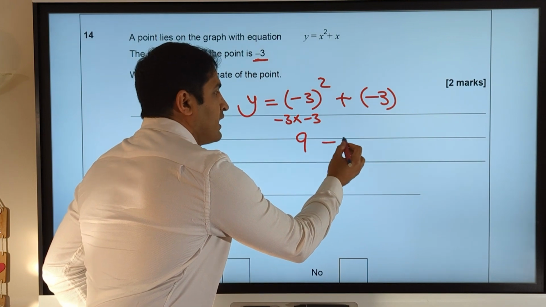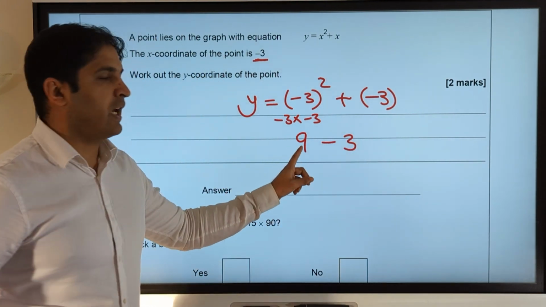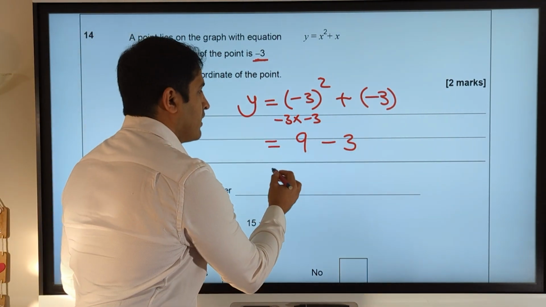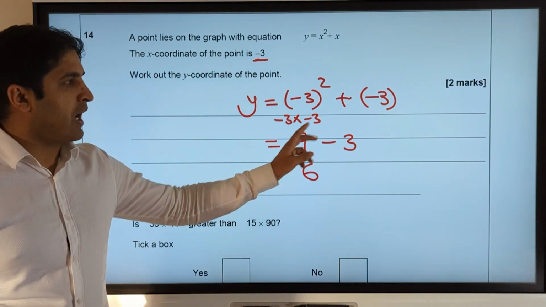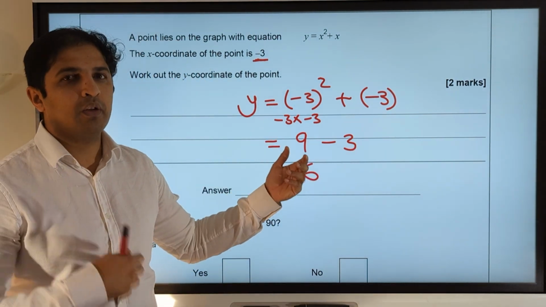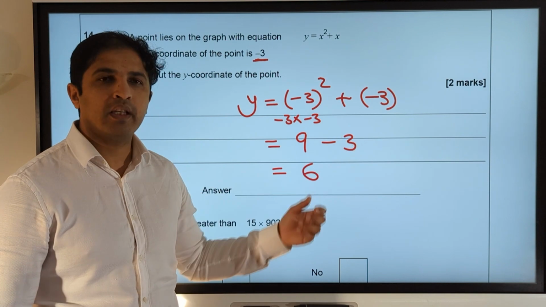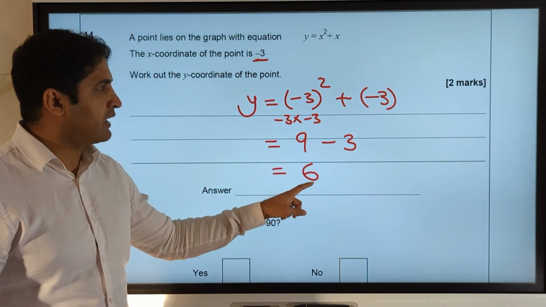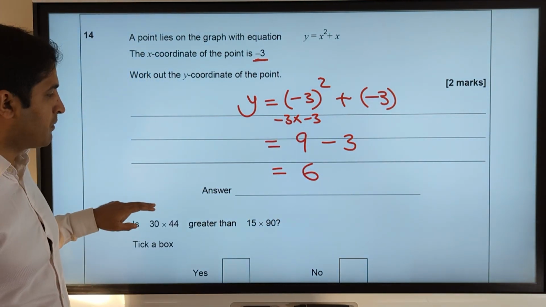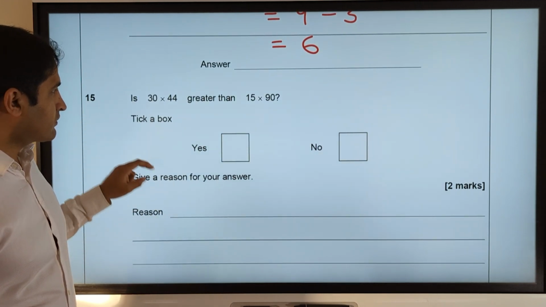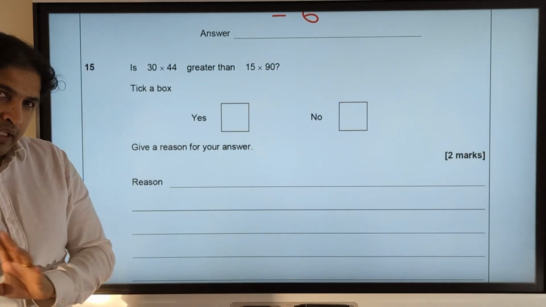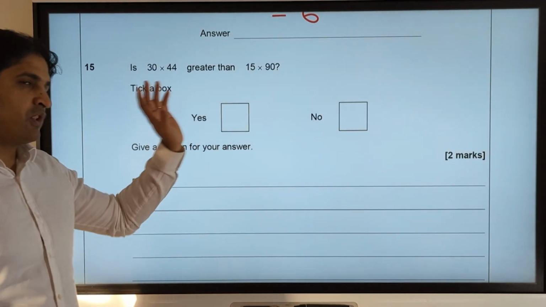That means you're just taking away 3. 9 take away 3 is 6. So when you add negative numbers to a positive number, you're cancelling the 3 positives with 3 negatives. That means you're left with a +6. So that gets you 2 marks. Right. The quickest way to do this is just to think through that.